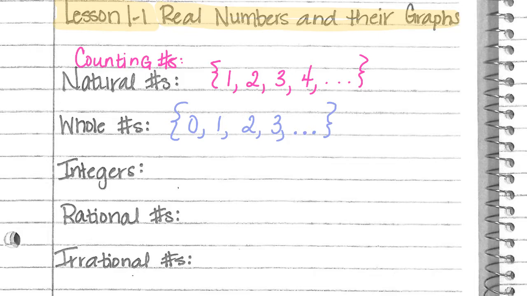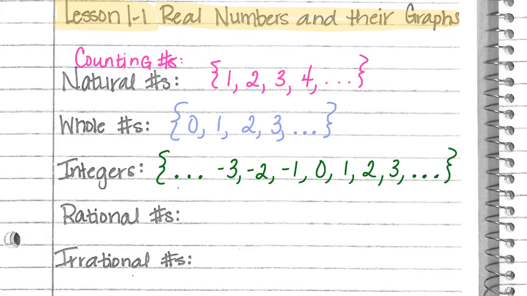Let's talk about integers. Integers are negative and positive whole numbers, meaning they can't have decimals or fractions. So notice this ... means that it keeps going. So notice the number 100 is an integer. The number 100 is a whole number. The number 100 is a natural number.